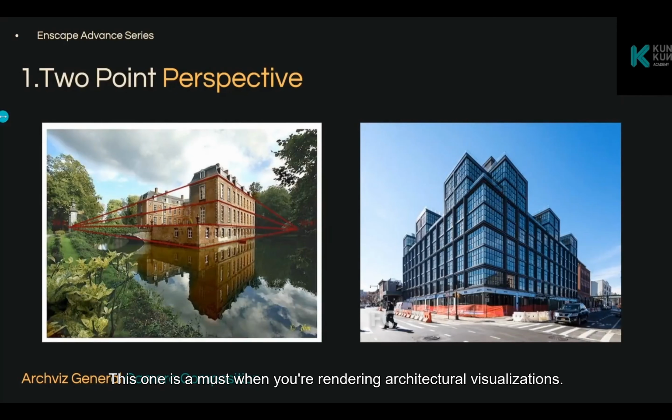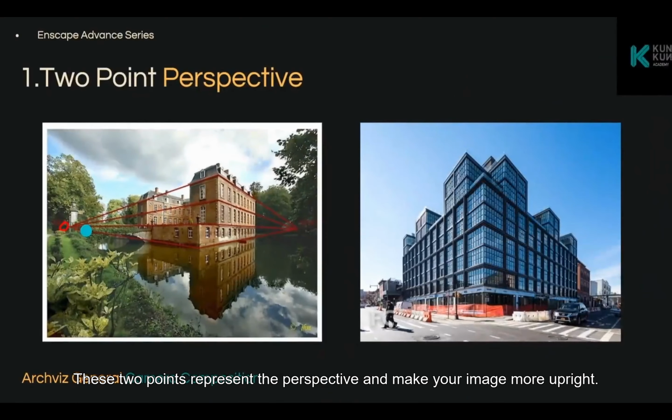This one is a must when you're rendering architectural visualizations. The use of a two-point perspective is highly important. This two-point perspective, as you can see in this image, has two vanishing points. These 2 points represent the perspective and make your image more upright. This perspective aligns with the red lines, creating a more upright image.